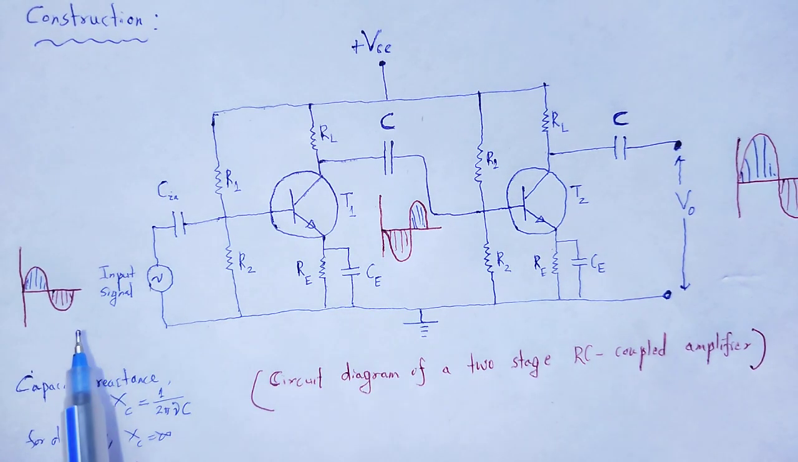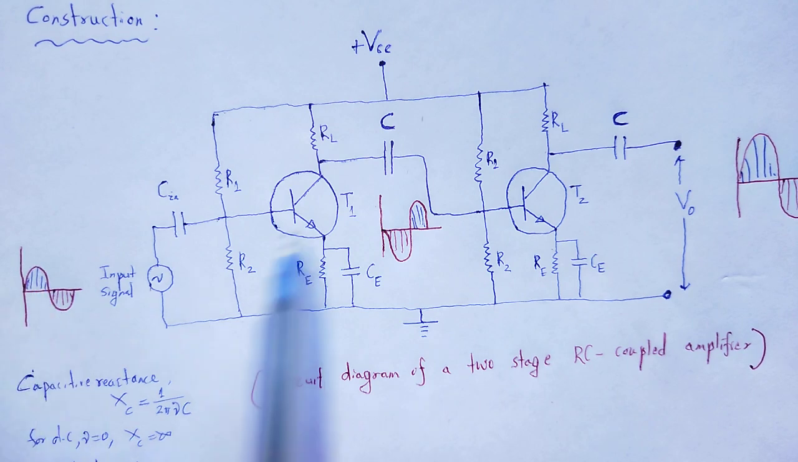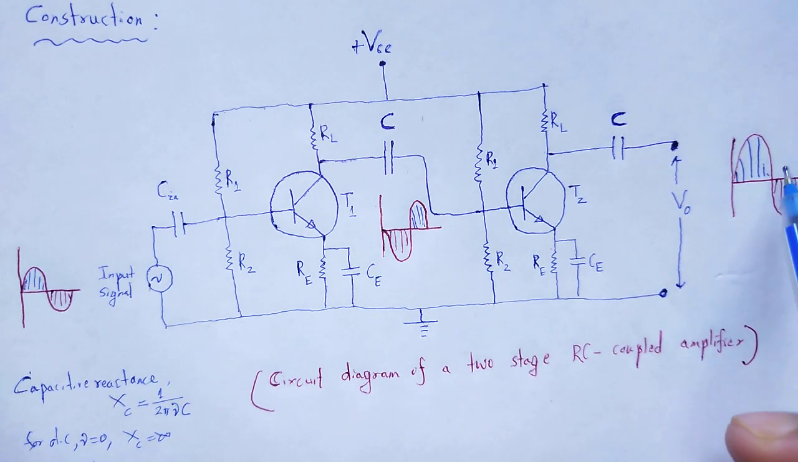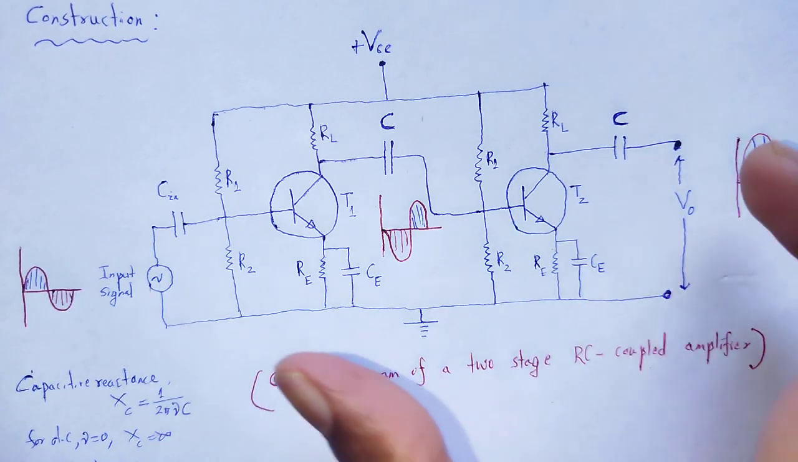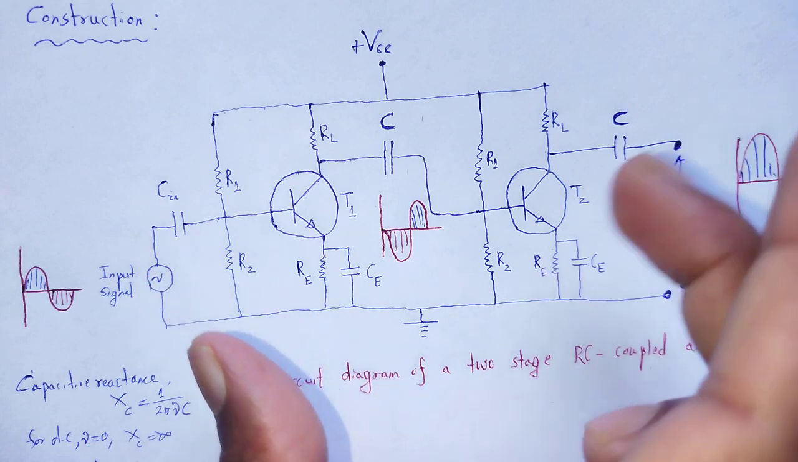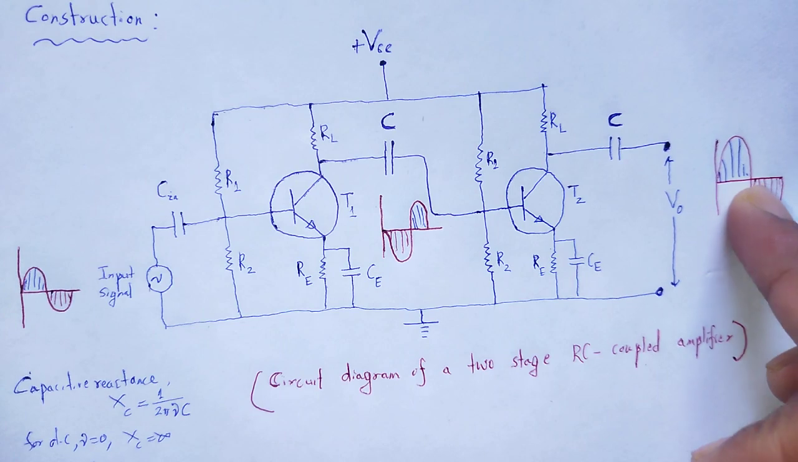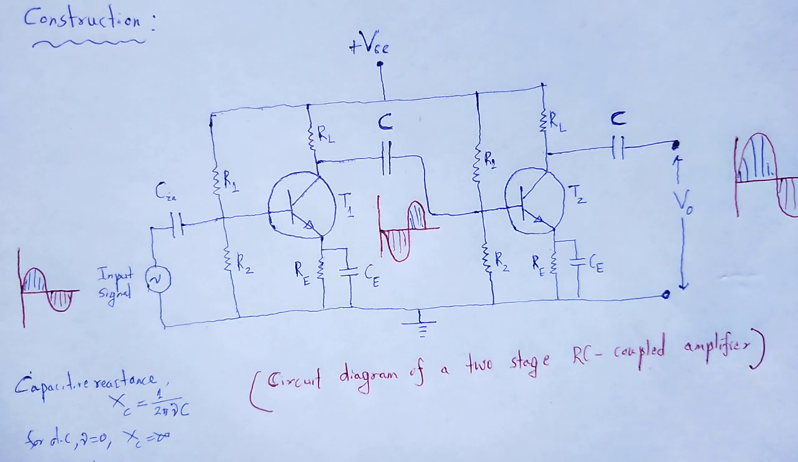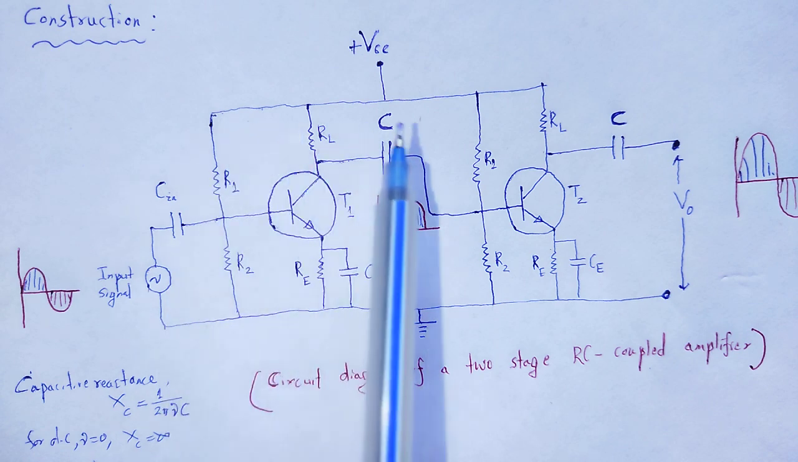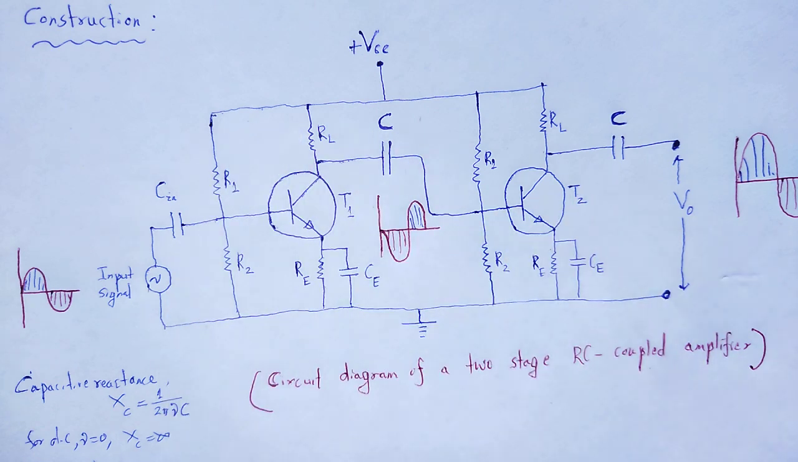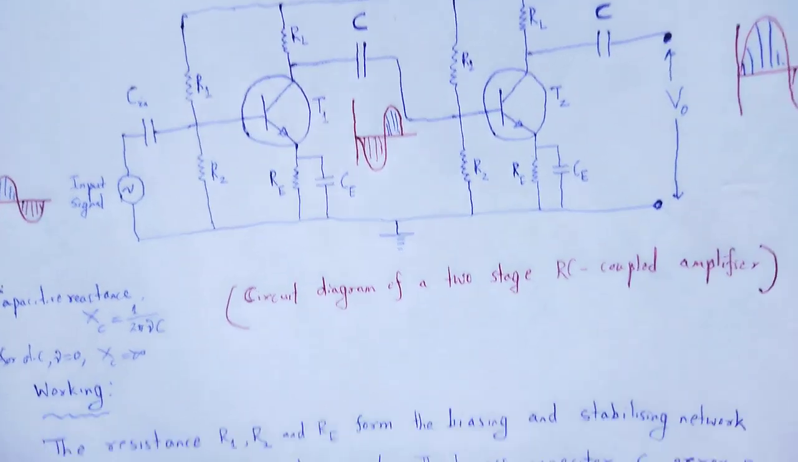Now this is the input signal, and the output signal is amplified with the same phase. So by using the RC coupled amplifier, we obtain the amplified signal. What we described in the construction section, let us now elaborate in the working.